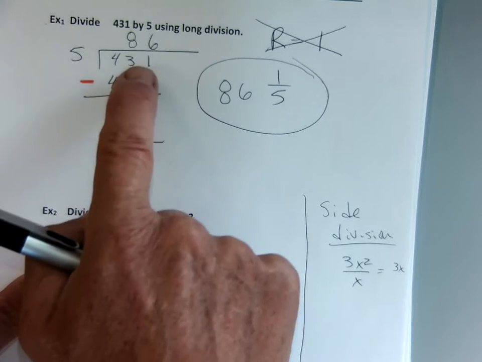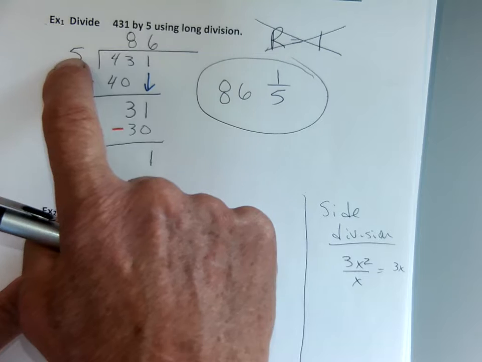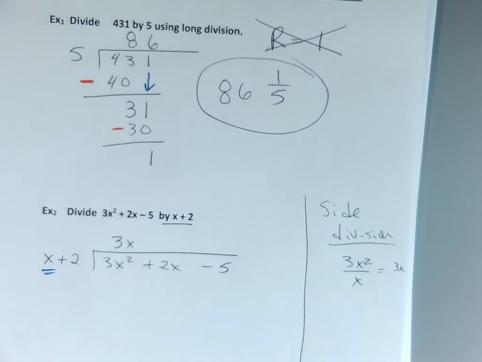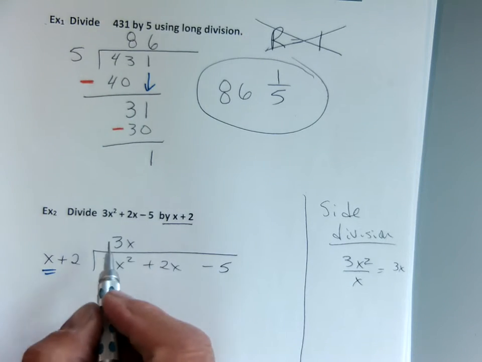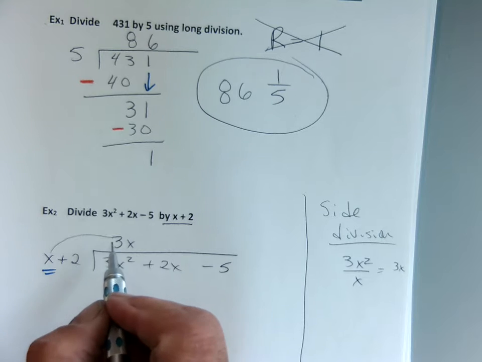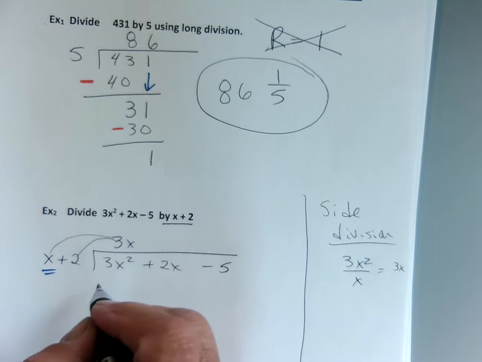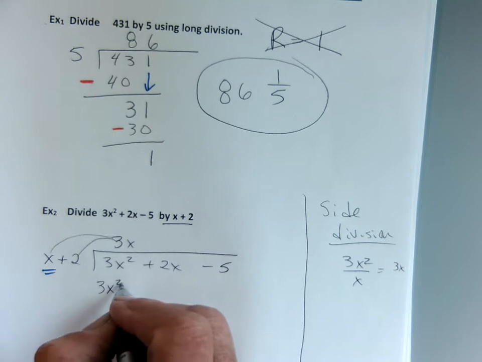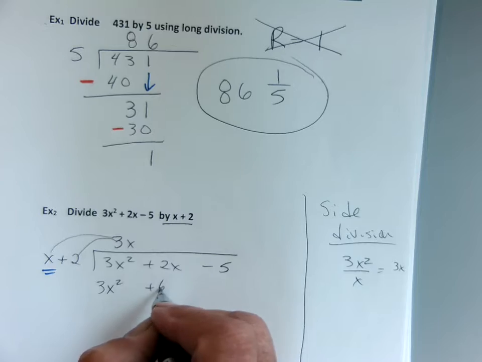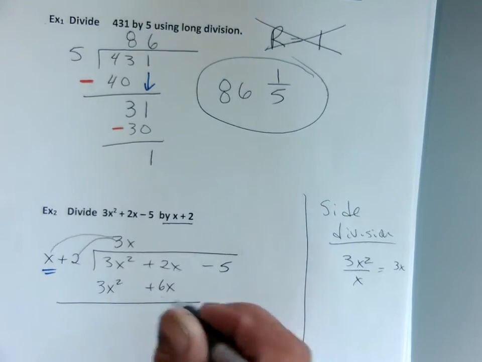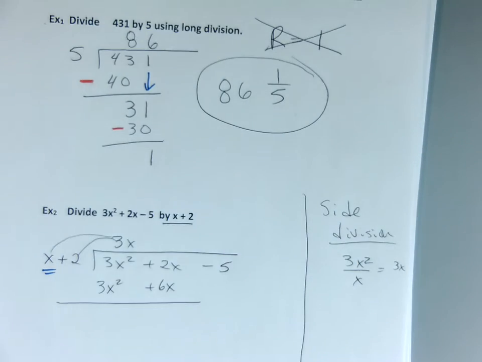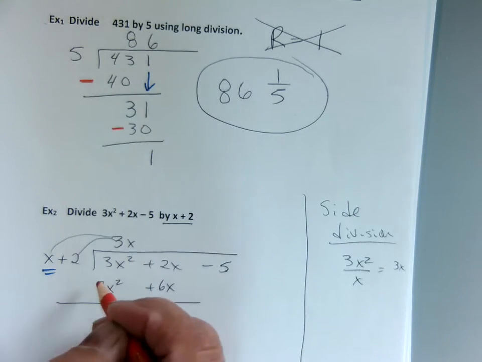Then what we did up here is we multiplied. We went 8 times 5. So we're going to multiply here also. We're going to go 3x times x and 3x times 2. I'm going to get a 3x squared plus a 6x. Just like above, I'm going to subtract.